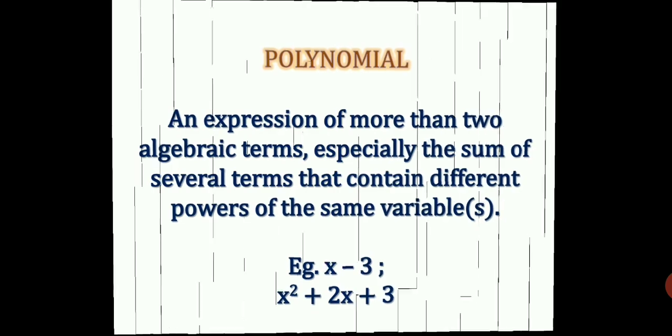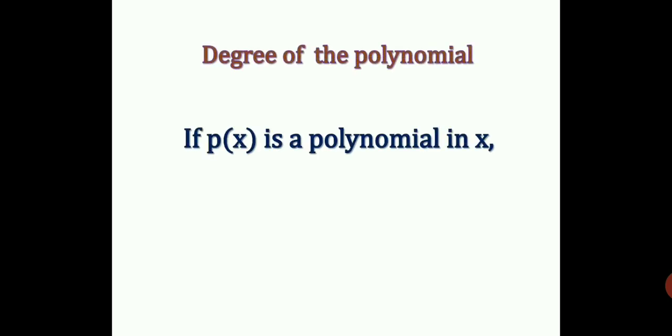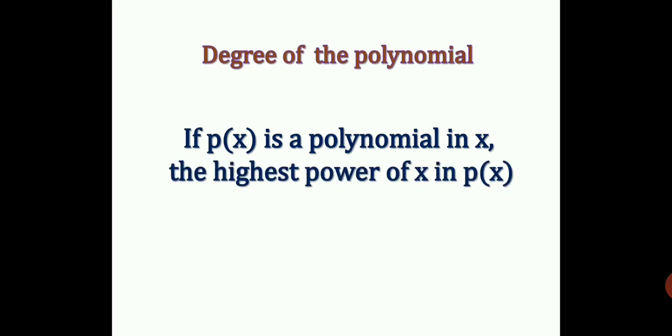Now, after polynomials, you must know the types of polynomials, and the types are described by their degrees. What is the degree? The degree is the highest power of the variable, the indices of the variables. So if the power is 3, then the degree is 3; if the power is 2, the degree is 2.